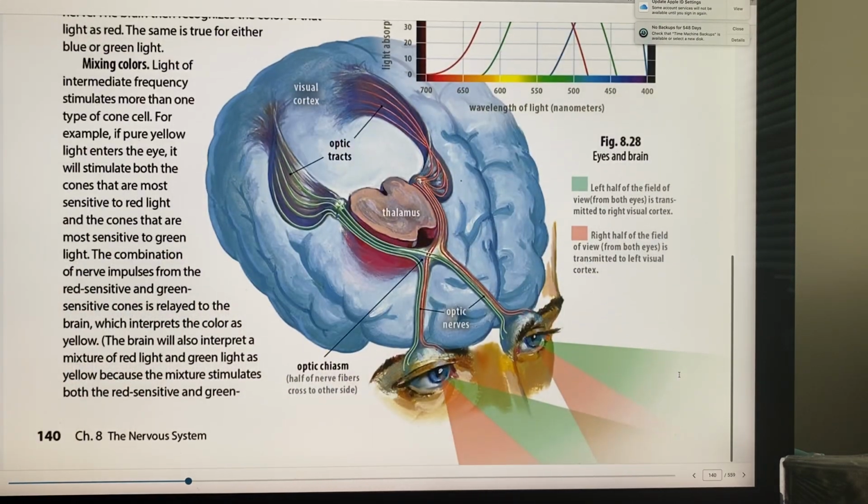Mixing these colors together. So let's go on to the next here.